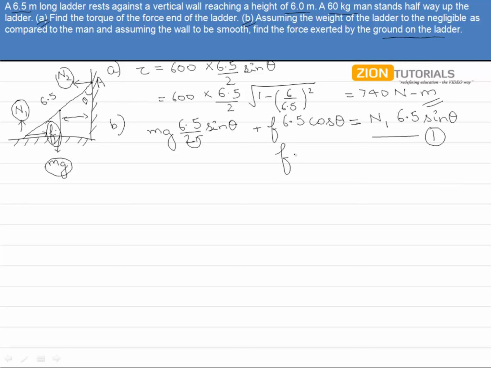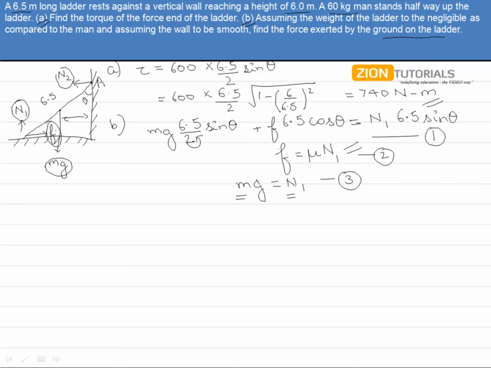We know that frictional force is mu times N1, and balancing the forces in the vertical direction, because it is in linear equilibrium as well, we can write mg equals N1, because it is the total downward force while N1 is the total upward force. So we got the value of N1 as mg, putting that over here. So we are having 1, 2 and 3 relations.